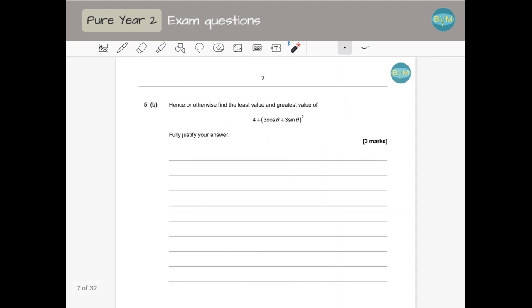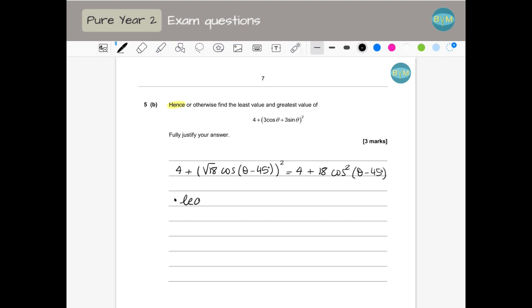Then, hence, we are going to use that information. Please remember to use it because it's going to make your life easier. Find the least value and greatest value of this expression here. We now know an equivalent expression for this, which means we can write 4 plus r, which was root 18, times cos(theta minus 45). This goes squared, so we can write this as 4 plus 18 cos squared(theta minus 45). And we need to find the maximum and minimum value, so the least and the greatest value.